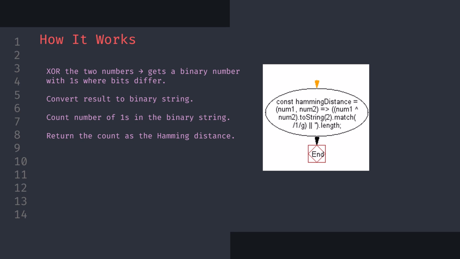Each step of this function works together. XOR flags differences. toString(2) reveals them in binary. And then we just count how many ones we get. That is our Hamming distance.